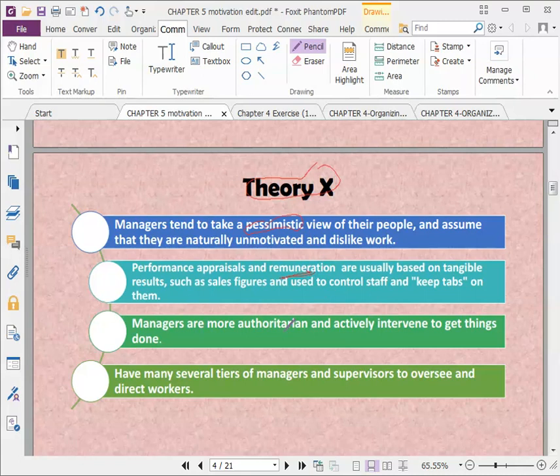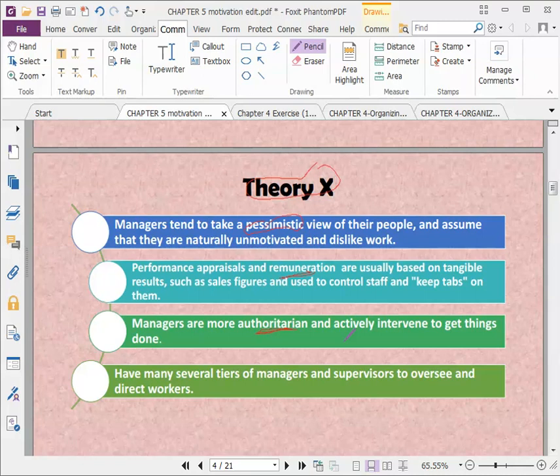What else? The managers are more authoritarian and actively intervene to get things done. Authoritarian means that the managers are using the power. Authoritarian means authority. The managers will use the full power and authority to force the employees to increase the sales, for example. Mereka ni manager ni dia akan menggunakan sepenuh kuasa dia untuk make sure control all the subordinates untuk bekerja untuk increasekan sales of the company. That is authoritarian.